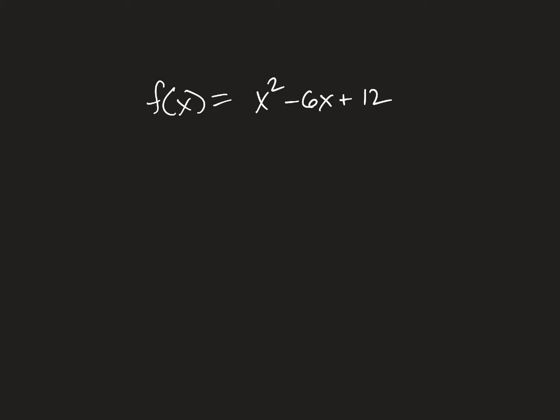If I'm asking you to put this in vertex form or completed square form, the first thing you're going to do is change f of x to y, just so I don't have to write f of x every time. So y, subtract the 12, and I've got x squared minus 6x.